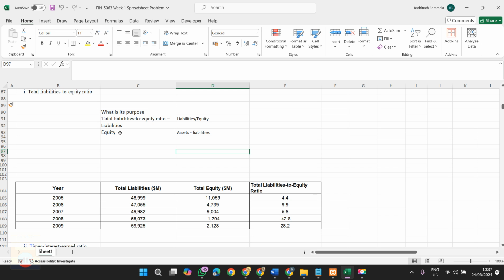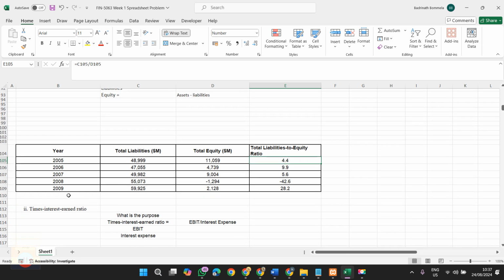Then by using the total liabilities to equity ratio formula, that is total liabilities divided by equity, we get the total liabilities to equity ratio. Just make a small comment about the data. We can say that from 2005 to 2006, the value increased. Total liabilities to equity ratio is increased.